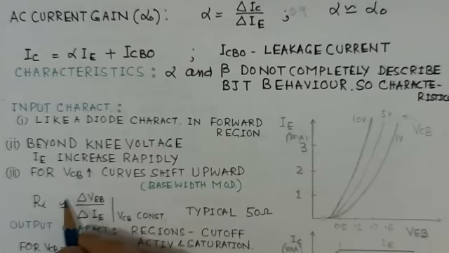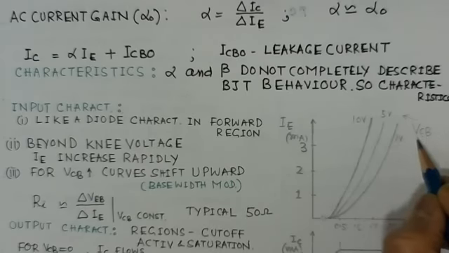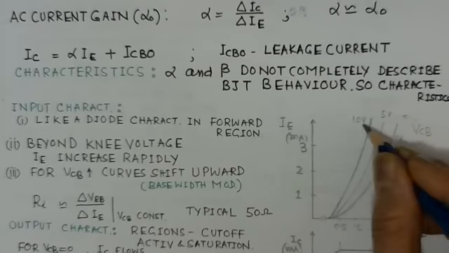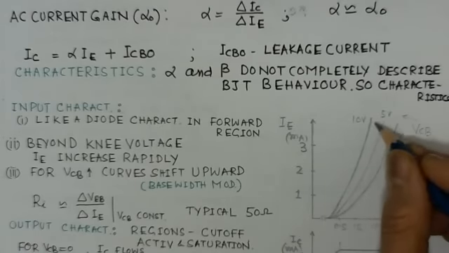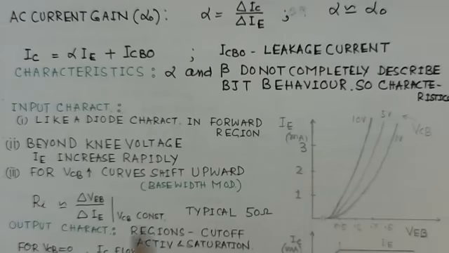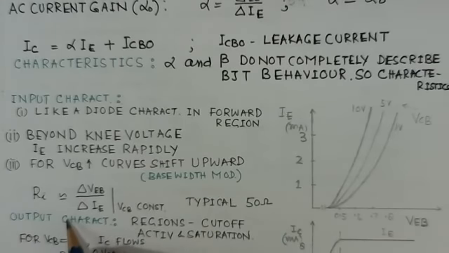The other thing we notice here is that as VCB, the collector base voltage, increases, the curves shift upwards. This is for VCB of 1 volt, this is VCB of 5 volts, and this is for 10 volts. That means the curves are becoming more vertical, so the input impedance is reducing drastically. The input resistance Ri we can write as delta VEB over delta IE when VCB is constant, and the typical value for the input resistance is about 50 ohms.